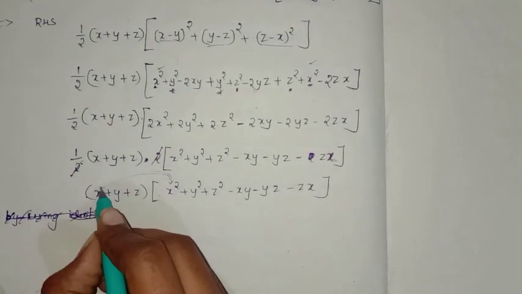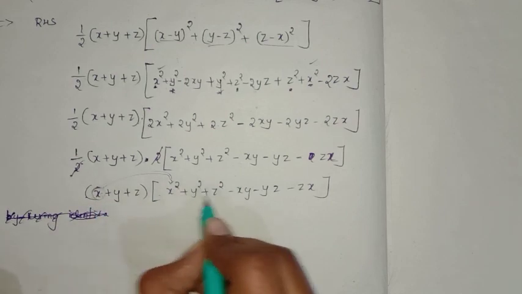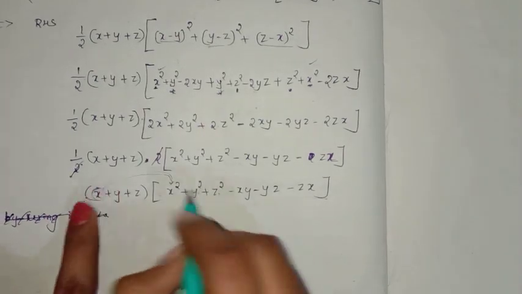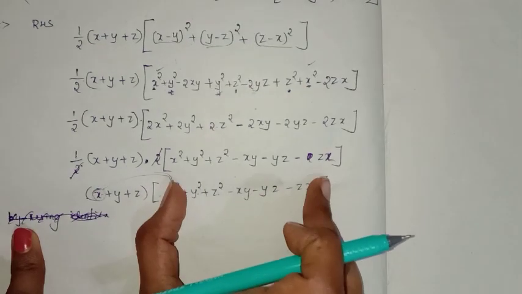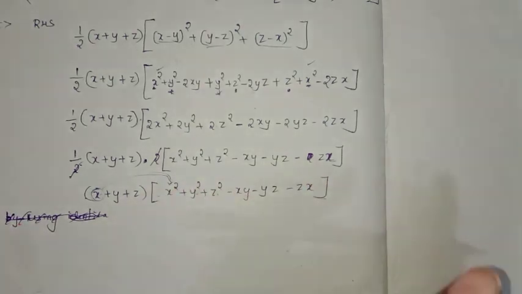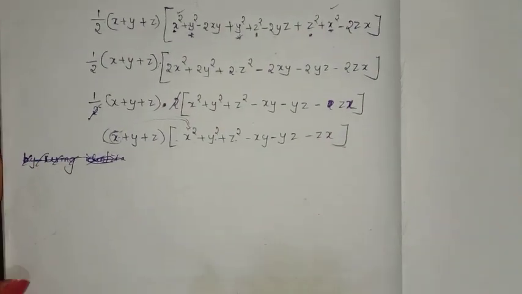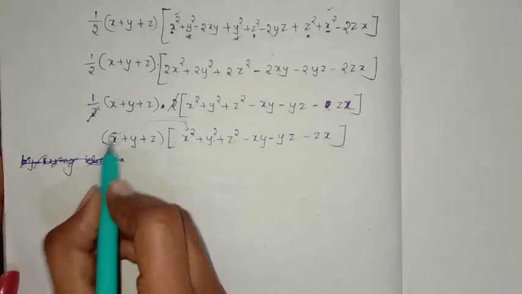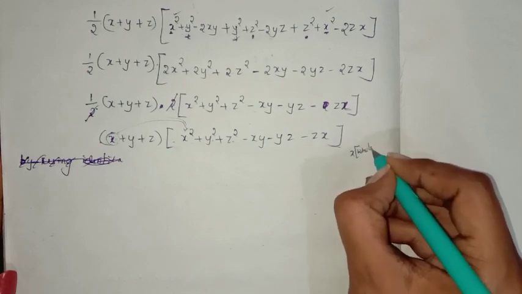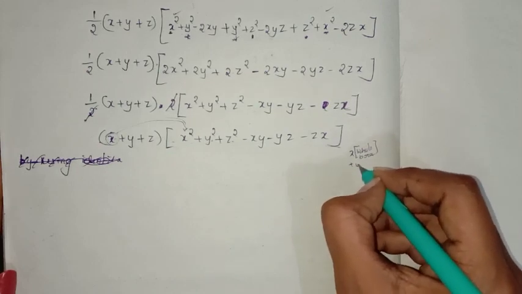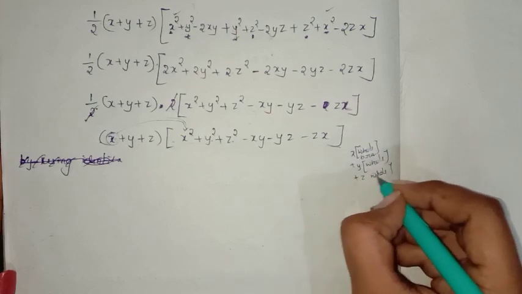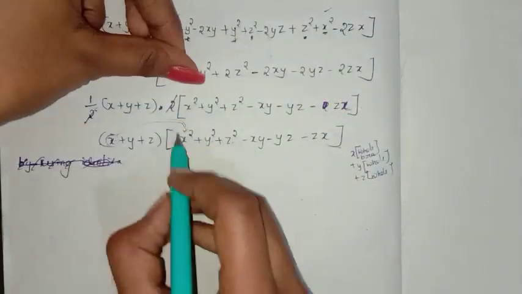So the first term, this x is multiplying with the whole bracket. That means x is multiplying with x square, x with y square, x with z square. All the terms, this x will multiply with the whole bracket, y will multiply with the whole bracket, and z will multiply with the whole bracket. It will be a lengthier one, so I will directly solve. If you want, you can write x into the bracket, plus y into the whole bracket, and again z into the whole bracket.